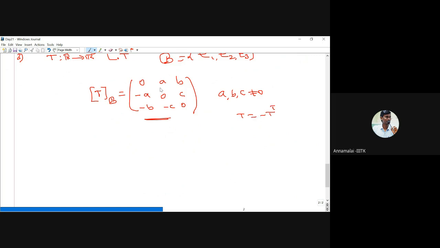Because if you take the transpose, you will get AB here, but it should be minus. Okay, therefore, this matrix is nothing but just a skew symmetric matrix. Okay, now what are the options?